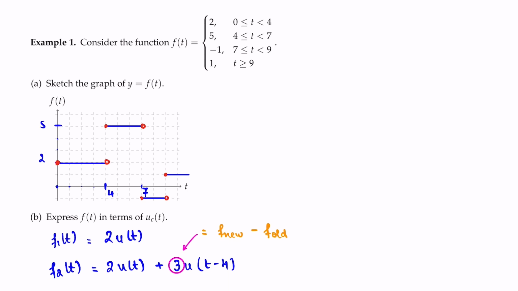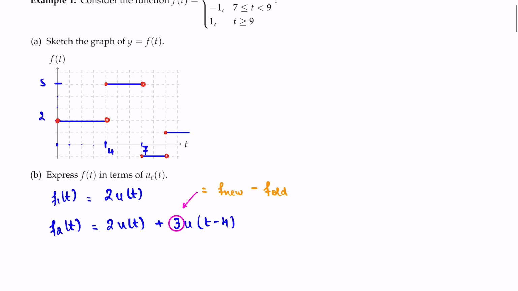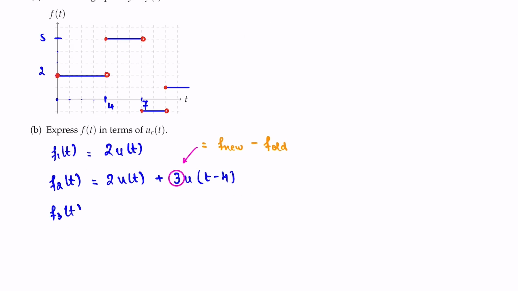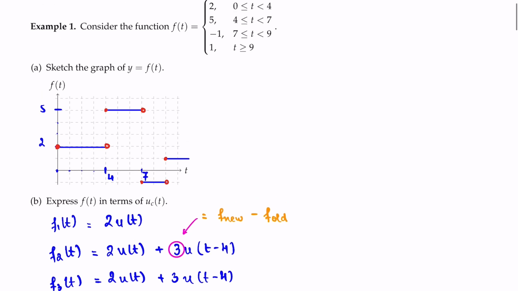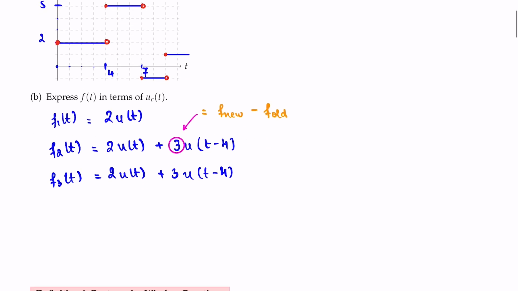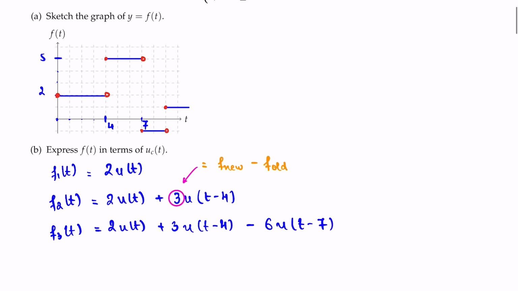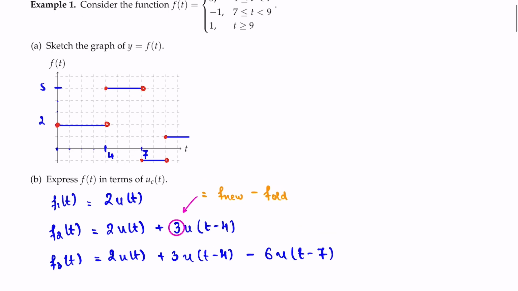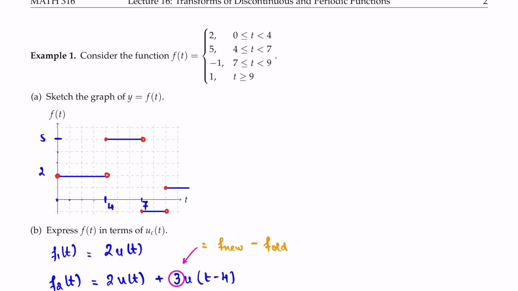Now the third step is to look at the third function, which is -1. The third function should include all the information that you got previously. So 2 times u of t plus 3 times u of t minus 4. Now you get -1. So remember, you are at 5. You go down to -1, so 5, go 1, 2, 3, 4, 5, 6. You go down by 6 units. That's why you got -6 times u of t minus 7. Why 7? Because you shift the function to the right by 7, right? And because the interval starts at 7 as well.